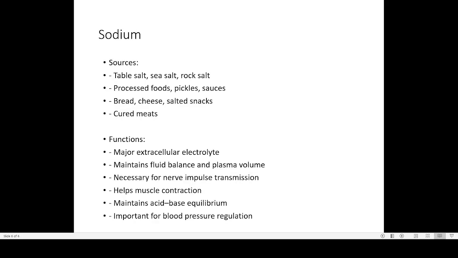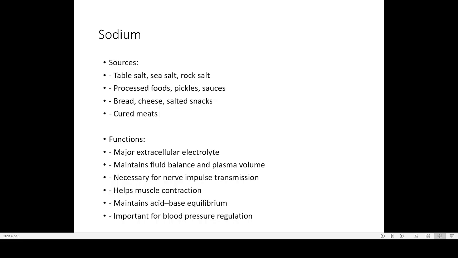Then we have sodium. Sodium is mostly in table salt, sea salt, rock salt. Then most of the processed food items will be containing sodium. Most of the pickles, sauces, etc. Then many of the cheese, bread, and salted snacks. So many salt biscuits are also available. Then meat which is cured with salt, and fish which is cured with salt. So all this will be containing some kind of sodium. Sodium is the most common type of preservative salt.